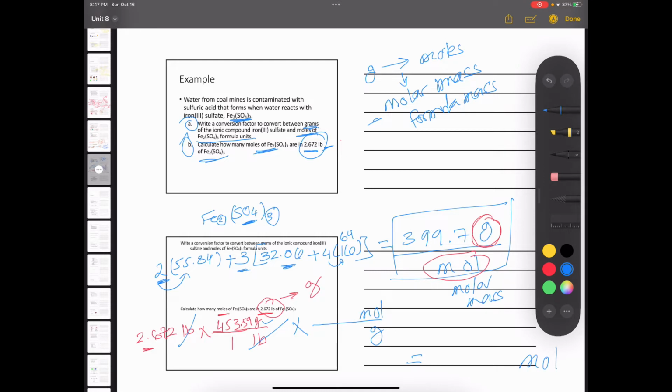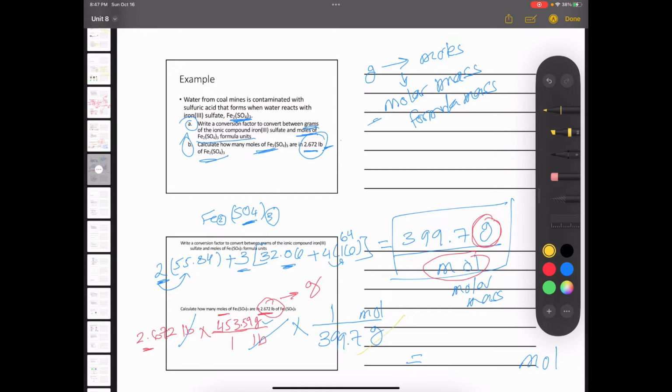Now, again, I'm flipping my conversion factor here, right? Because I need to cancel out the grams. So you need to make sure that you do that correspondingly. So what you need to do is put the 399.7 grams in your denominator, and the 1 mole will be in your numerator.